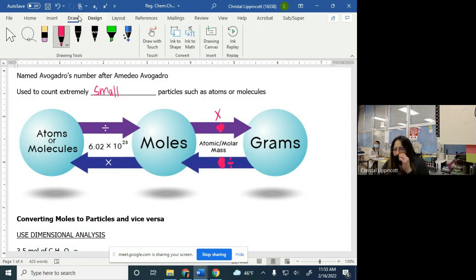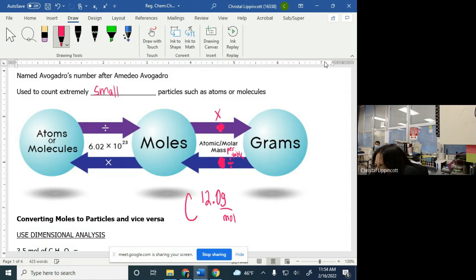Okay, so the mass that you see on the periodic table, for example, carbon, it says 12.0, and we're going to round to the tenth place. That 12.0 is grams per mole. So when they're talking about atomic mass or molar mass here, that's coming from the periodic table. Okay, so that is going to be in grams per mole.